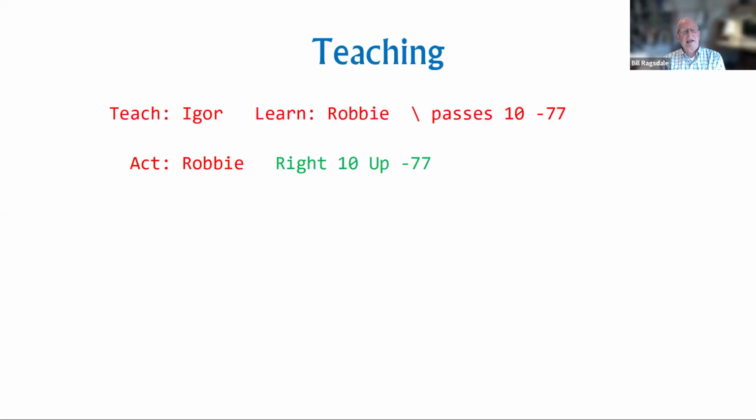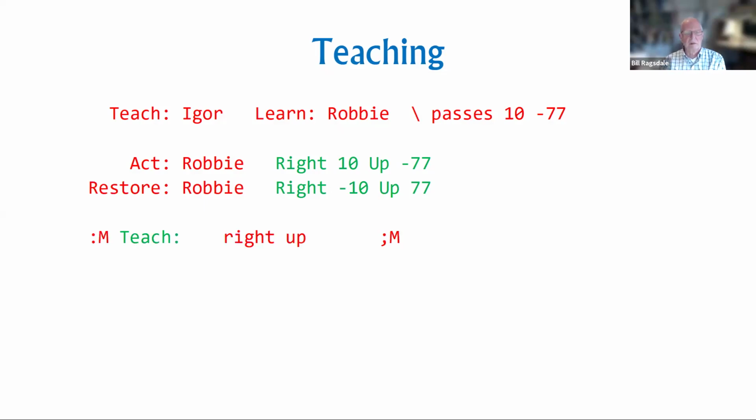When we say act, and now we specify Robbie, how does he act? Again, he will echo back. He's going to go right 10 and up minus 77. So notice how the word act is useful for both robots. On the other hand, each of them has their own copies of the variables right and up. The restore motion for Robbie is just as we would expect, right minus 10 and up 77. The teach word we've already seen.